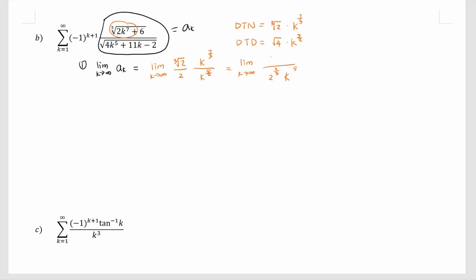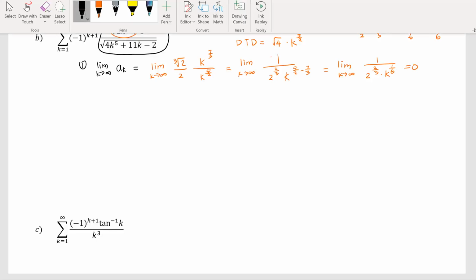Then we have k to the 5/2 minus 7/3. What is that? Well, 5/2 minus 7/3, we take the common denominator 6. 3 times 5 is 15, 2 times 7 is 14. So that's 1/6. So this guy we have 2 to the 2/3, k to the 1/6. And the limit goes to 0, right? That is the first step.